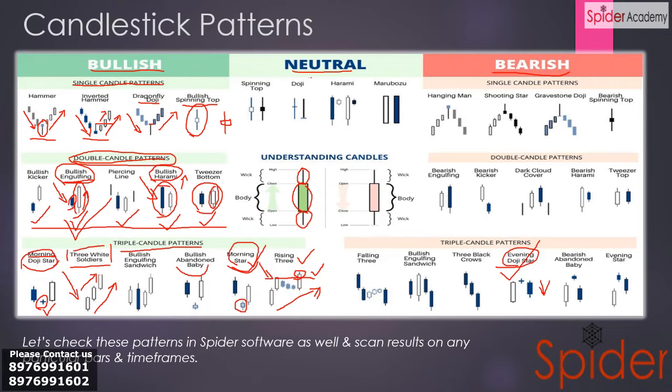We will also discuss the neutral patterns. Now what are neutral patterns? ये ऐसे पैटर्न्स है जो न्यूट्रल रहते हैं, जो आइडियली कुछ आइडेंटिफाई करते नहीं है प्रॉपर्ली. ओके, जो मारुबोजू कहते हैं इसको. मारुबोजू क्या रहता है? जिसका वीक रहता ही नहीं है.